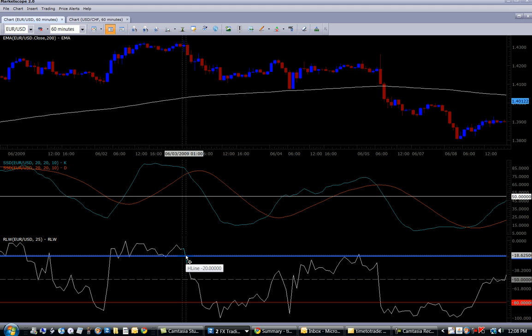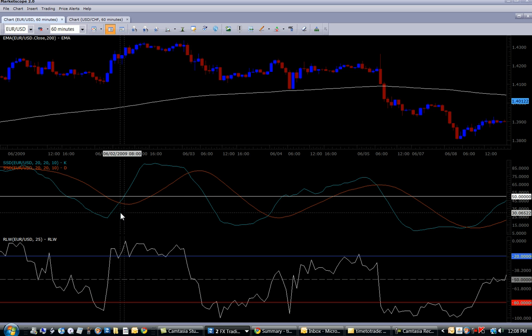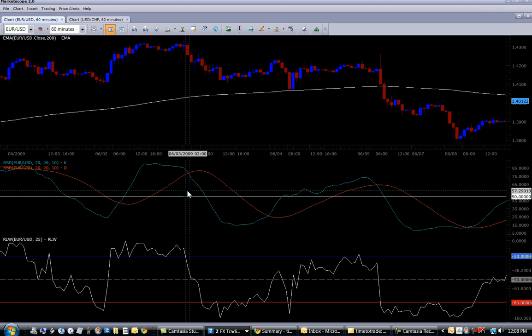The Williams percentage of R also serves as a great confirmation tool for an entry, and I'm going to talk about that right now. So let's do this entry again, or let's actually do this one. This is a strong move here. So we got this K down through D, so we're going to go short.